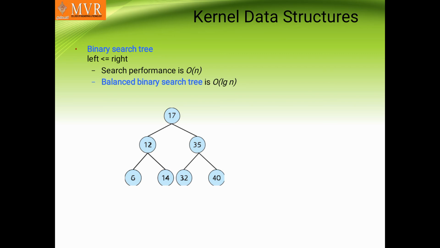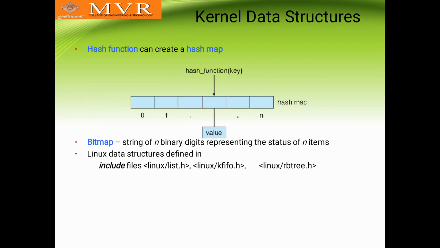And compared to the node 12, the left side is 6 and the right side is 14. So it is also less than from left to right. At the same time, 35 is the node, and 32 and 40 we can check here. So at each node, the left side is less than or equal to the right. So it is the binary search tree.